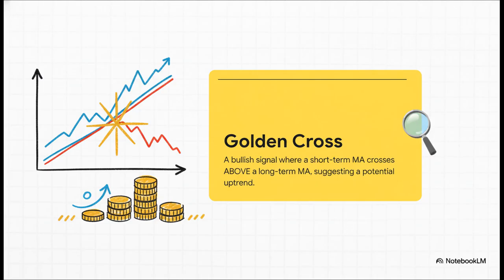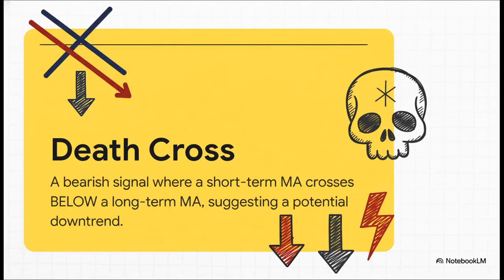It happens when that shorter-term, faster-moving average crosses above the longer-term, slower one. Traders see this as a really strong sign that a major uptrend might be kicking off. And on the flip side, you've got its ominous-sounding counterpart, the death cross. You can probably guess what this is. It's the exact opposite. The short-term MA crosses below the long-term MA. This is seen as a major warning that a downtrend is picking up steam.